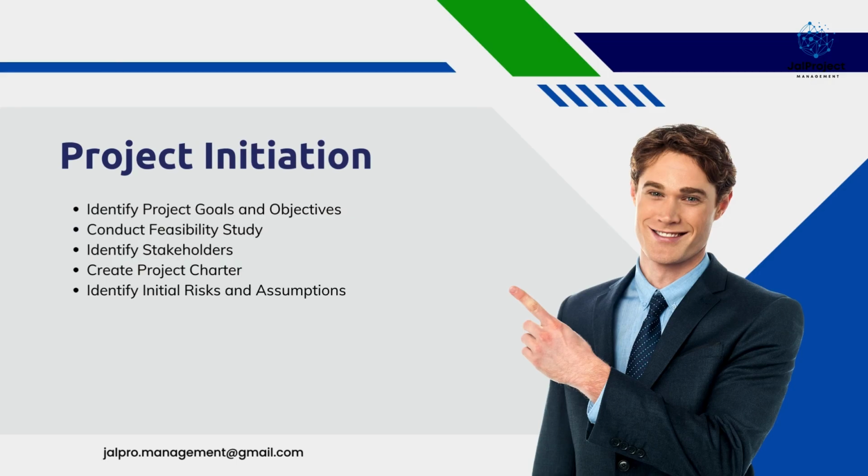The initiation phase is the first phase of a project. The initiation phase is where the project begins. The primary purpose of this phase is to define the project at a high level and obtain approval to proceed. During initiation, project goals and objectives are identified, and a feasibility study is conducted to assess whether the project is viable and worth pursuing. Stakeholders who have an interest or influence in the project are identified, and a project charter is created to formally authorize the project. We will talk about project charter in a future video. This phase also involves identifying initial risks and assumptions that could impact the project.